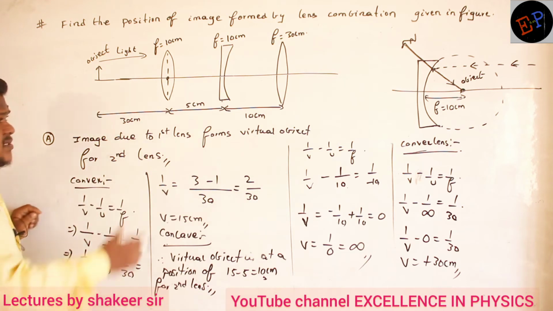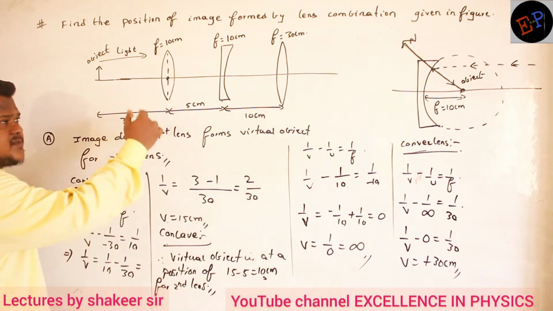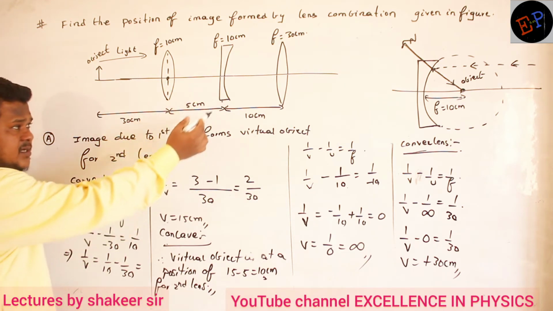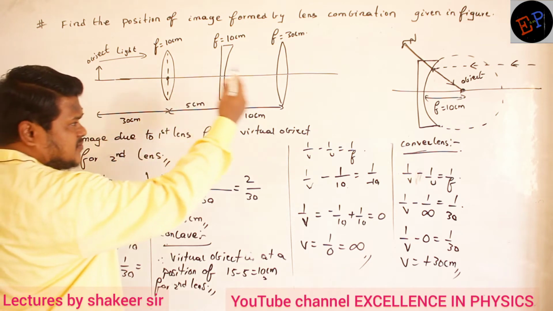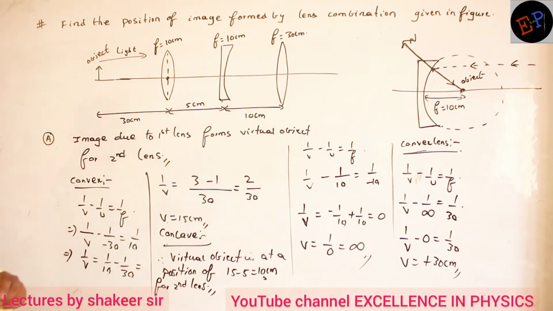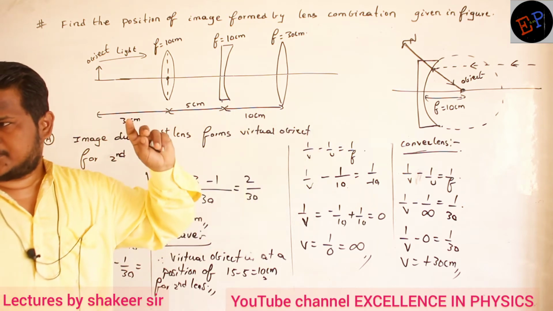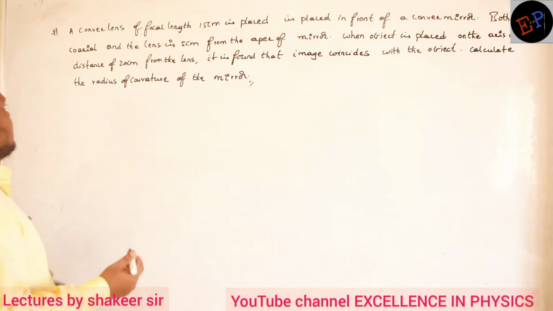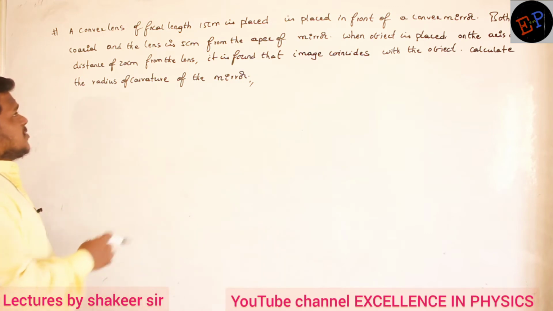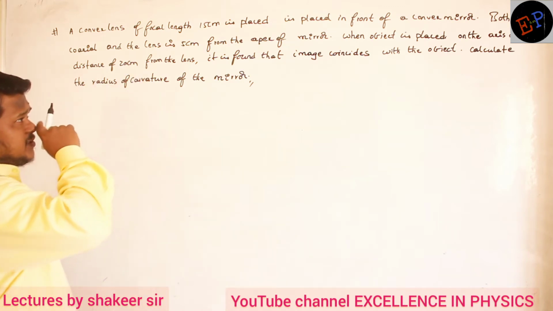Clear? The image created because of the first lens serves as a virtual object for the second lens. The image created by the second lens again serves as a virtual object for the third lens. Like this, you can go on doing the calculations for any number of lenses. Fine? That's it.